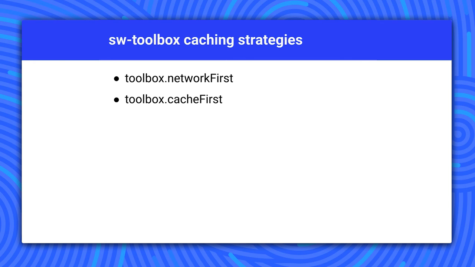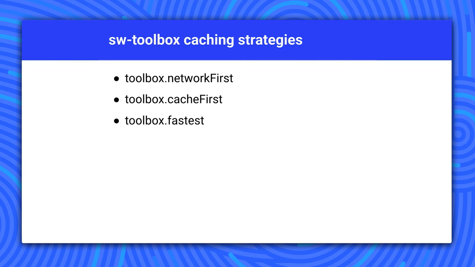Toolbox.cacheFirst. If the request matches a cache entry, respond with that. Otherwise, try to fetch the resource from the network. If the network request succeeds, update the cache. This option is good for resources that don't change or have some other update mechanism.